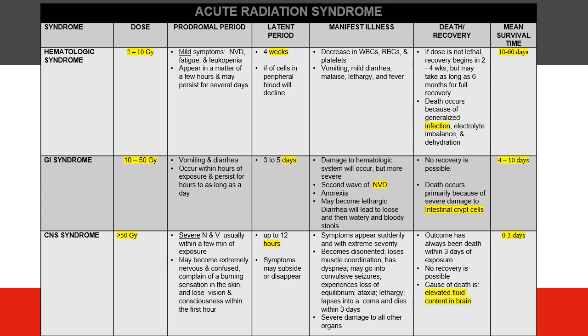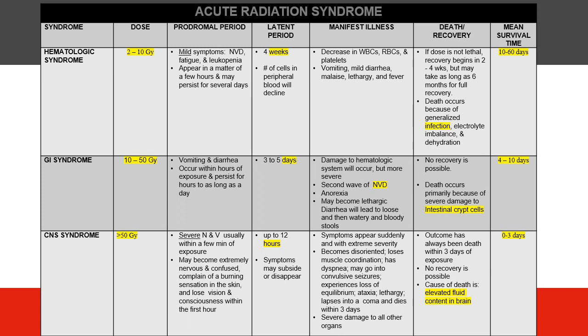Recovery is possible with this. If the dose is not lethal, they're going to have recovery in 2 to 4 weeks, but it may take as long as 6 months for full recovery. So people who have had this amount of dose have recovered. Some have died, and when they did, they died because of generalized infection, electrolyte imbalance, and dehydration. The total length of time, if you're going to die, that you would survive would be 10 to 60 days with this particular syndrome. So they could live from a week and a half to 2 months and then still die, or they may have full recovery after 2 months.